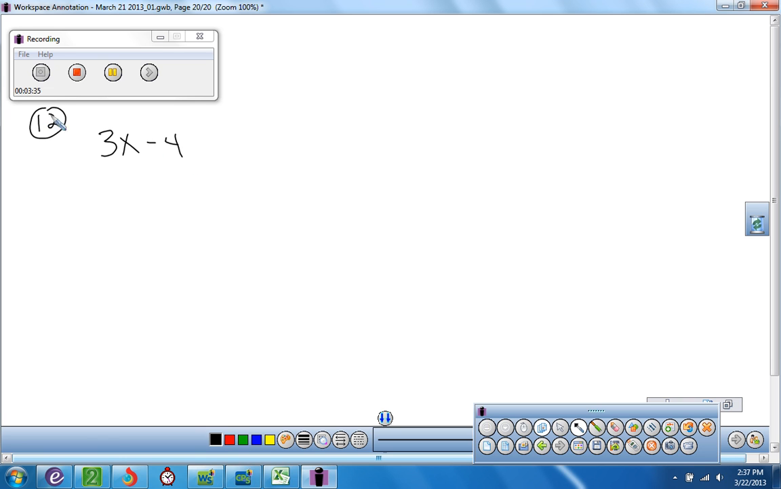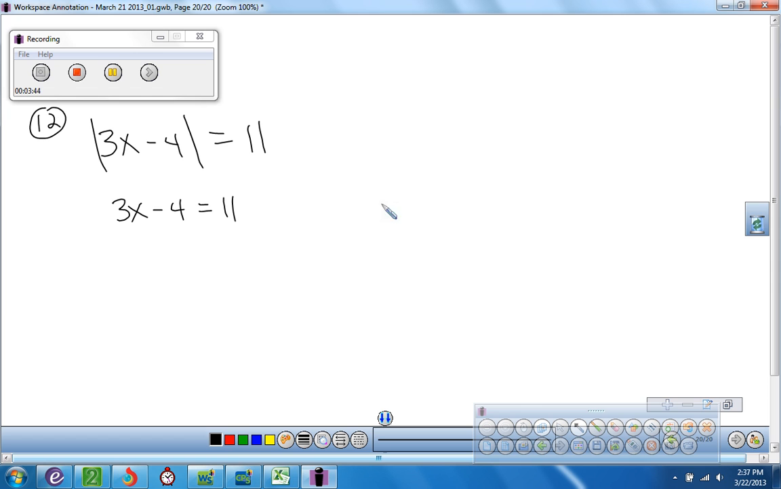Alright, for question 12, we're solving an absolute value equation: |3x minus 4| = 11. We're told to solve it algebraically, so we'll do 3x minus 4 is equal to 11. Then we have to say, well, what if it had been negative when we pulled it out? So we'll have to set it up as 3x minus 4 equals negative 11. So we'll add 4.